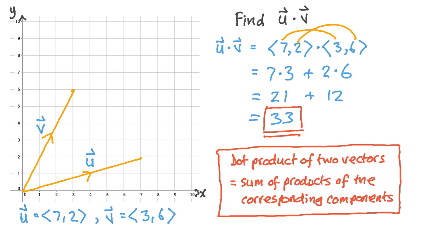So let's summarise that then. The dot product of two vectors is the sum of the products of the corresponding components. So we multiplied the x components together, and then we added the product of the y components in this case. So we were working with a two-dimensional example, but that can also be scaled up to 3 or 4 or any dimension that we like.